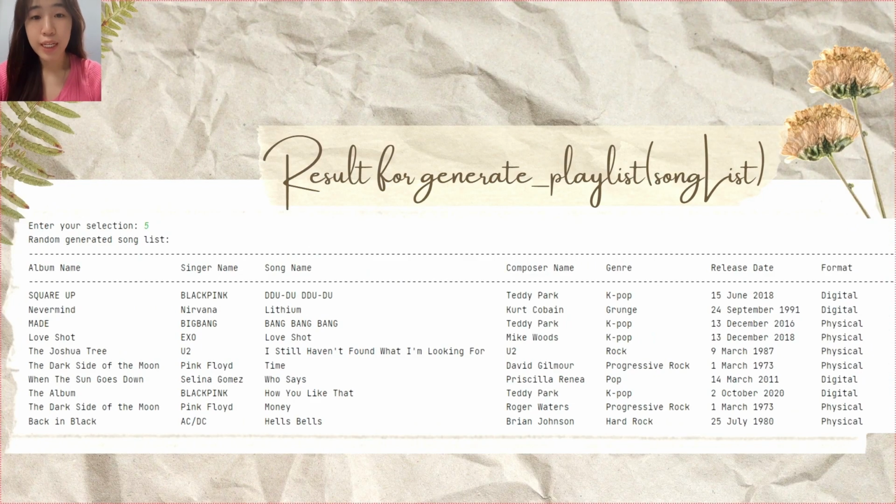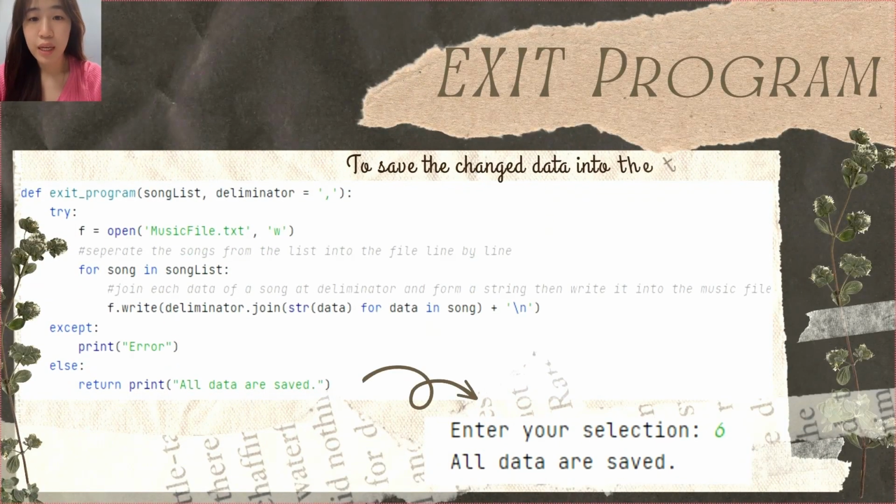So last will be the exit program function that saves any changes made to the song list, saves them back to the musicfile.txt text file, and exits the program.